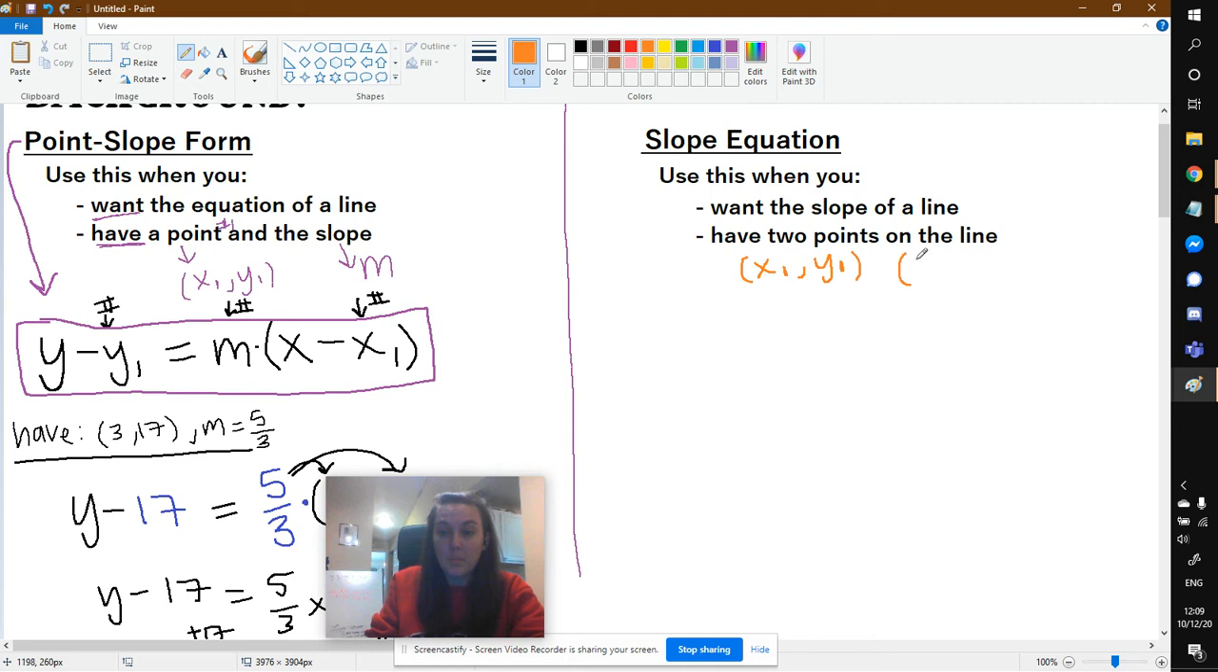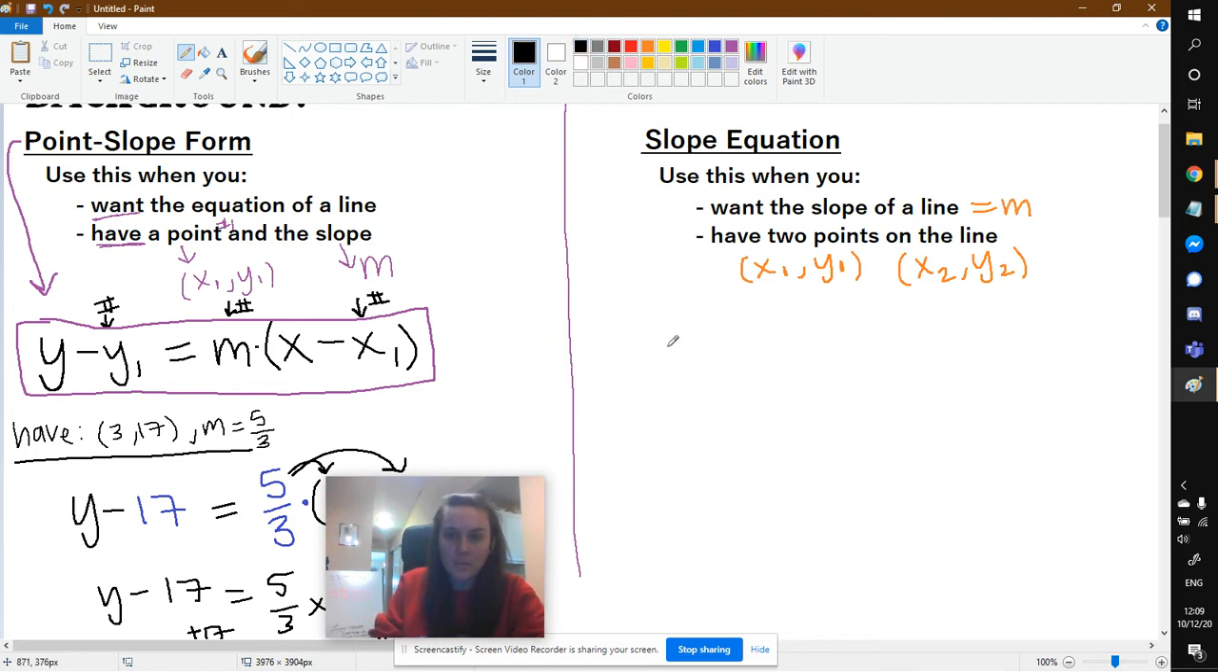We're going to call the second point x2 and y2. And these are just names. You can give your first point, the first coordinate is x1, the second coordinate is y1. Your second point, your first coordinate is x2, and your second coordinate is y2. It's just a way to name 2 points. And we want the slope, so we want m.